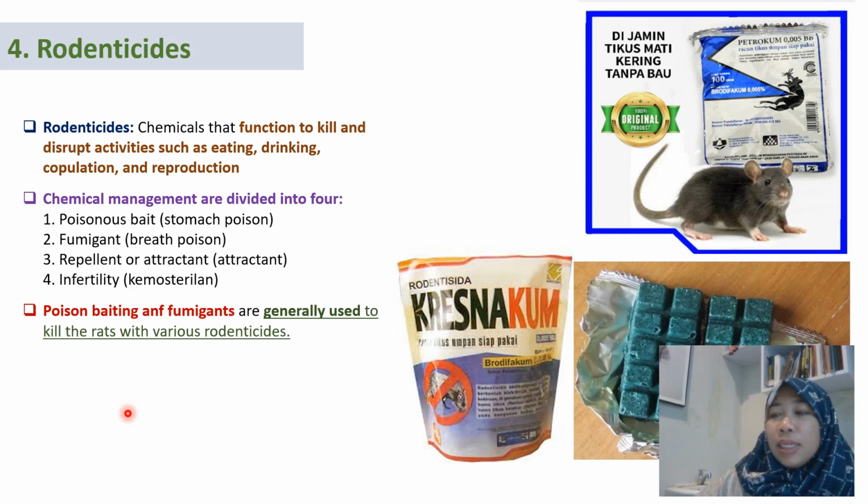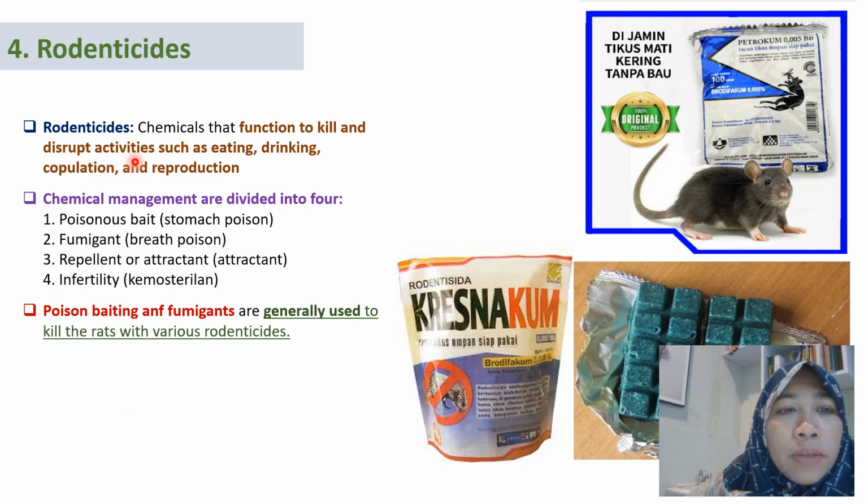And then the last one is rodenticide. As you know, rodenticide is a chemical pesticide to combat rodents, to combat rats. Its function is to kill and disrupt activities such as eating, drinking, copulation, and reproduction. Chemical management is divided into four: poison bait, stomach poison. The poison should be eaten by the rat. It is called poisonous bait, stomach bait.